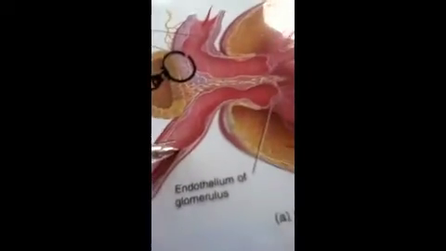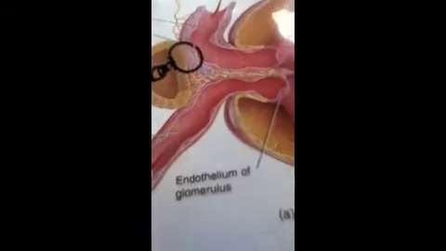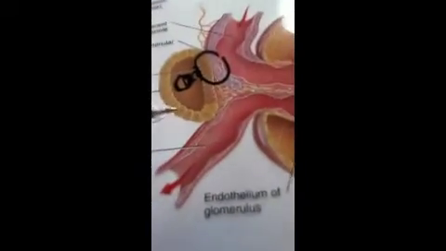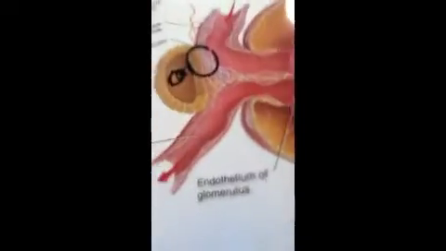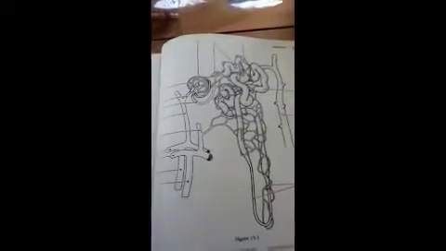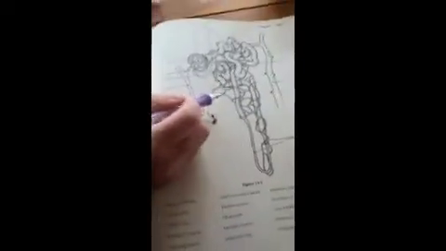Then the efferent arterioles are going to further feed into capillaries. And this time we're going to call these capillaries the peritubular capillaries. And we're going to look at this picture here. The prefix peri, P-E-R, is like something that goes around, like the perimeter is around. So the peritubular capillaries are going to surround the tubule.